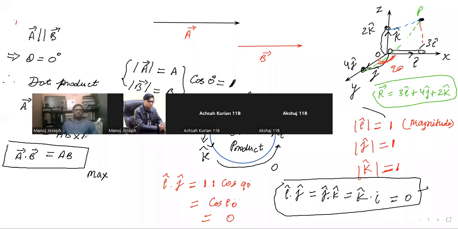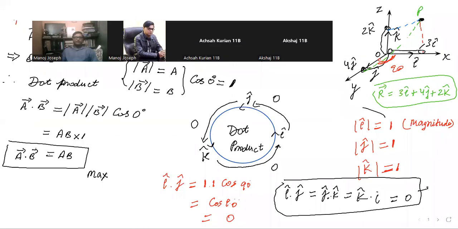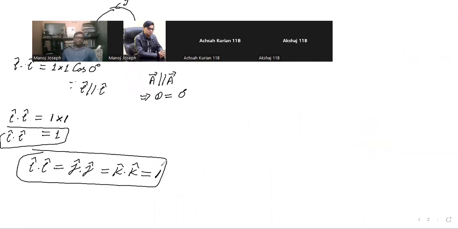So it was the first rule you can use directly. That is I dot j is equal to j dot k or k dot I, which produces 0. But I dot I or j dot j or k dot k produces 1. So we get two values: when we multiply a vector by itself, it produces 1. When it is multiplied with another unit vector, it produces 0.